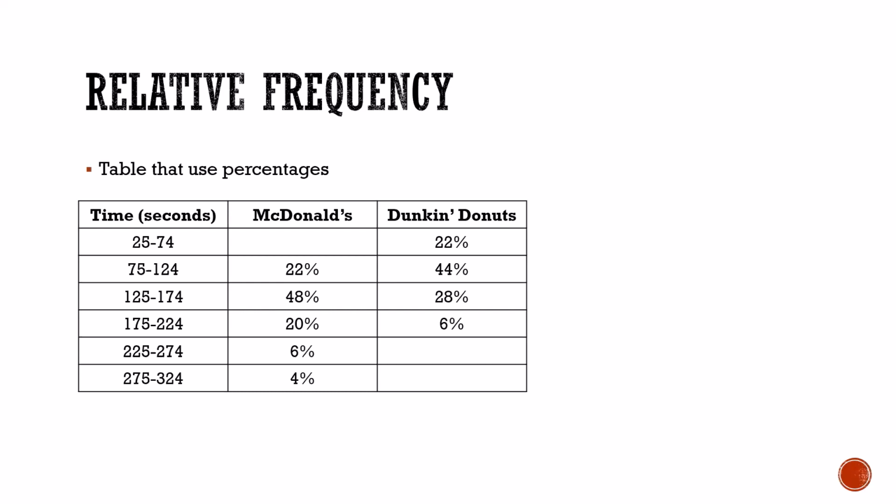So there are two different relative frequency distributions, one for waiting time at McDonald's, one for waiting time at Dunkin' Donuts. The percents should always add up to 100. If they don't, that might be a mistake.